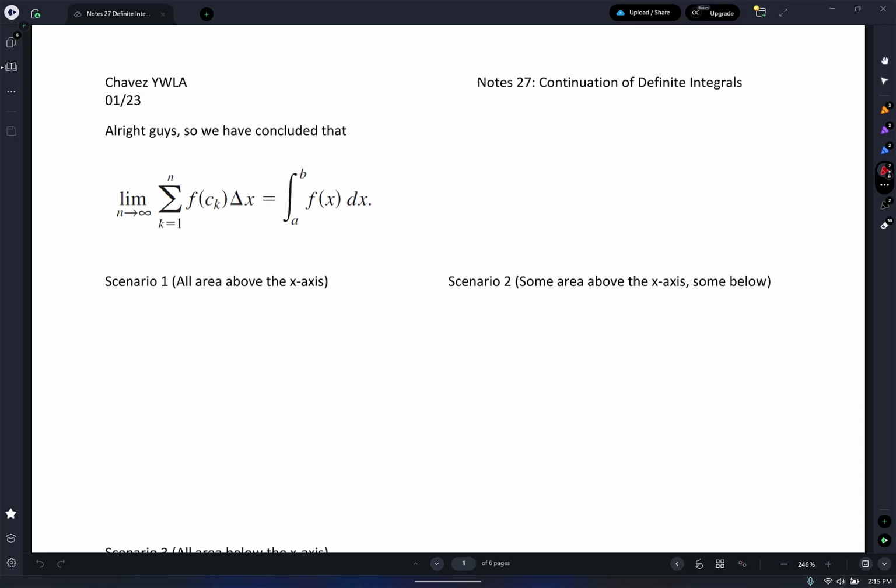Notes 27. Continuation of the definite integral. So here's what we learned yesterday: that this guy equals this. That's called a definite integral. There is something called an indefinite integral. That's if you don't have limits. We'll talk about that pretty soon.